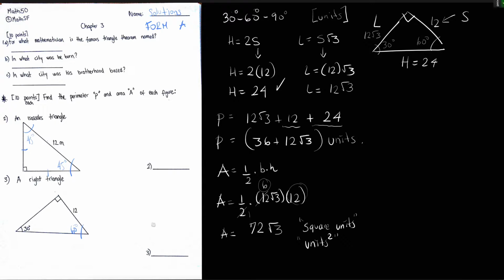So in your answer sheet, you will have to put here P equal to parentheses 36 plus 12 root 3 units. And for the area, you're going to have to write 72 root 3 square units. Okay, so that's for problem number 3. Let's keep moving to the next problem.